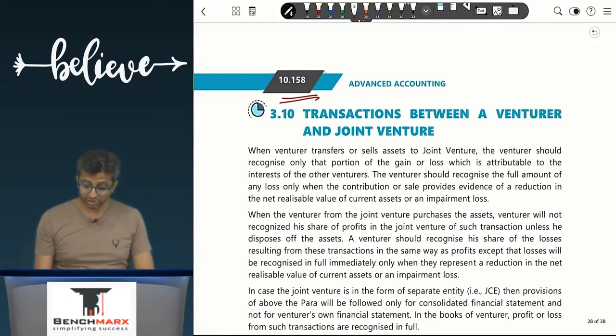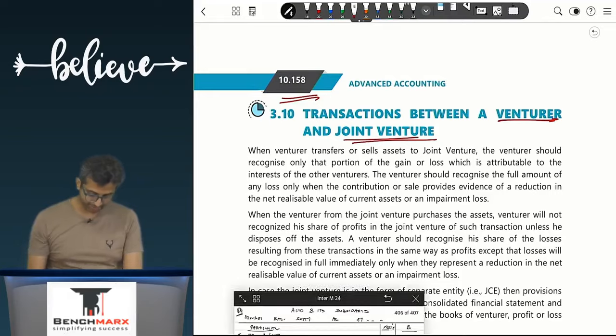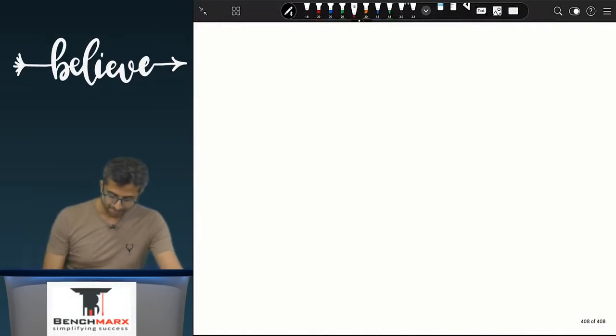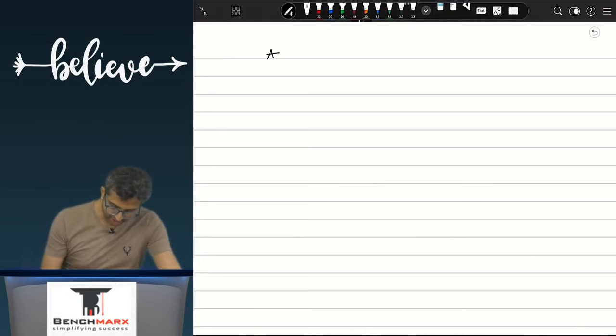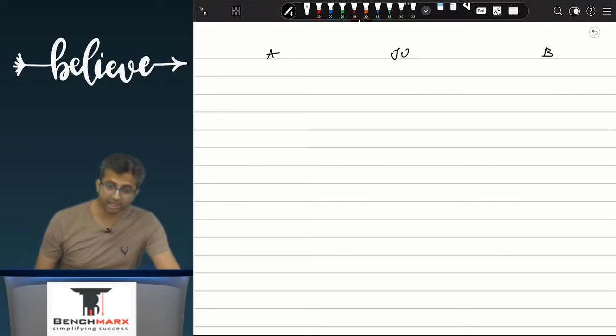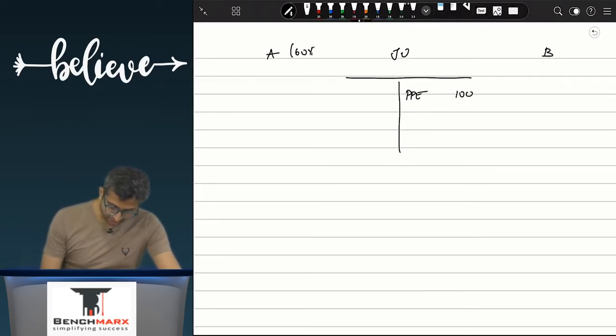This is transactions between a venturer and a joint venture. Now, sometimes what might happen is, for example, there is A, there is a joint venture, which is like a partnership firm, and there is B. So, let's say there is A, there is a joint venture, and there is another entity B. Now, the joint venture has a PP, which is recorded at 100. Please pay attention. Recorded at 100. A has a 60% share in the joint venture, B has a 40% share in the joint venture.